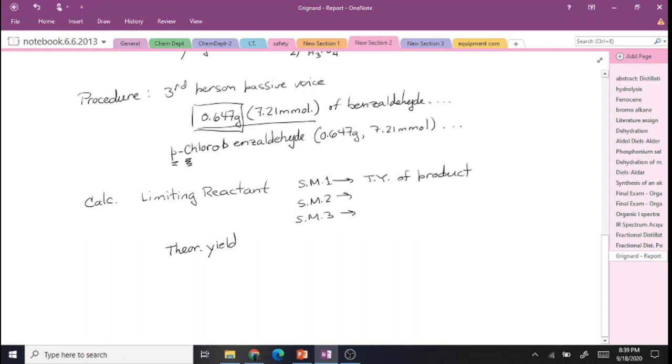And you don't need to write that a second time. If it turns out that this is your limiting reactant, this is also your theoretical yield calculation, and so you can simply use that. And then, of course, percent yield: actual over theoretical, times 100%.